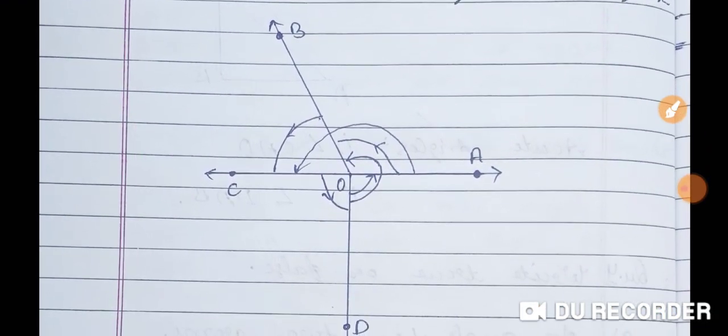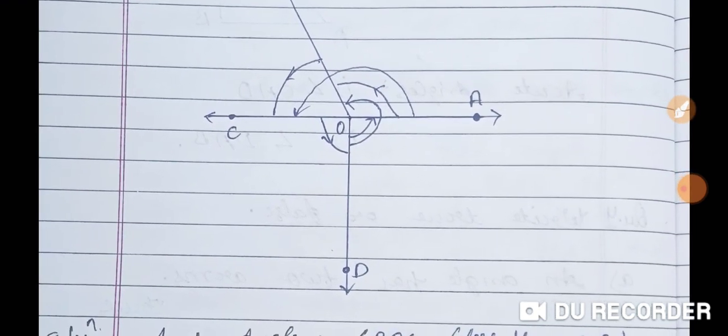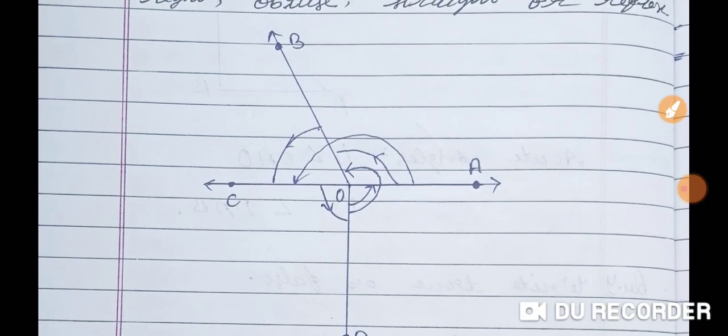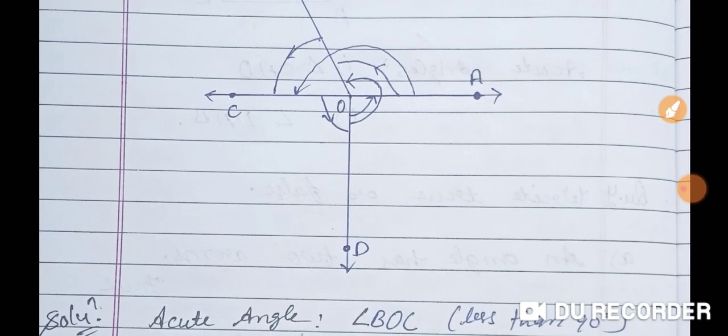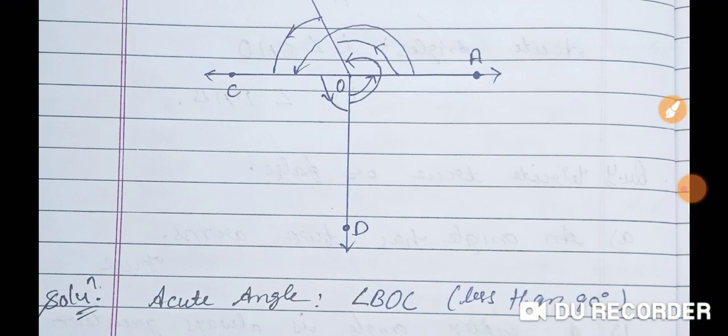Please see this picture, my dear. You have to tell about the different kinds of angles which are possible in this figure. So please see here, if we discuss this angle, what will happen, my dear? This is less than 90 degree. So if it is less than 90 degree, we can tell that this is an example of the acute angle. Means angle BOC is less than 90 degree, so it is the acute angle.